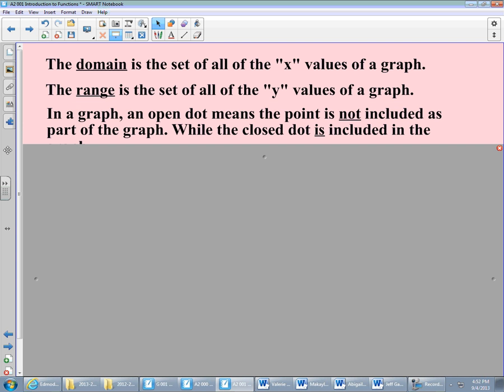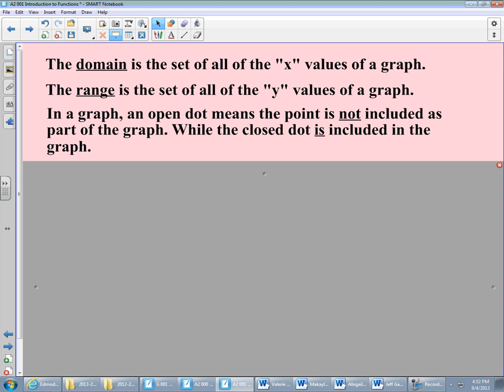All right. In a graph, and this is where we get into some new stuff, an open dot reflects that a point is not included as part of the graph. But if you see a closed dot in a graph, that indicates that the dot is included in the graph. Again, press pause if you need to.